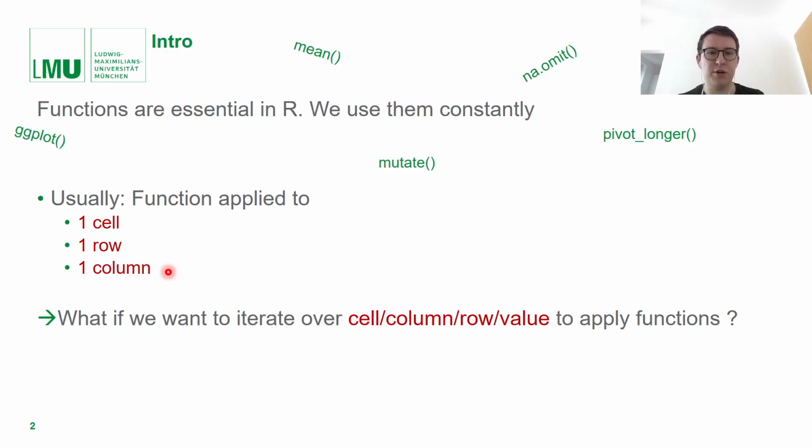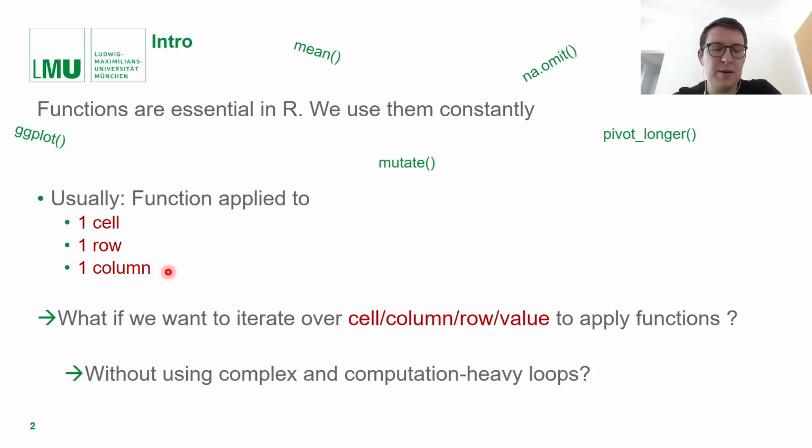But the question for this intro should now be, what if we want to iterate over cells, columns, rows, or values to apply functions? Well, of course, some more experienced programmers would say, let's write a loop. But R is actually not really the programming language for loops. So I put here: without using complex and computation-heavy loops, because many times the loops don't really work well or actually require a lot of computational power.